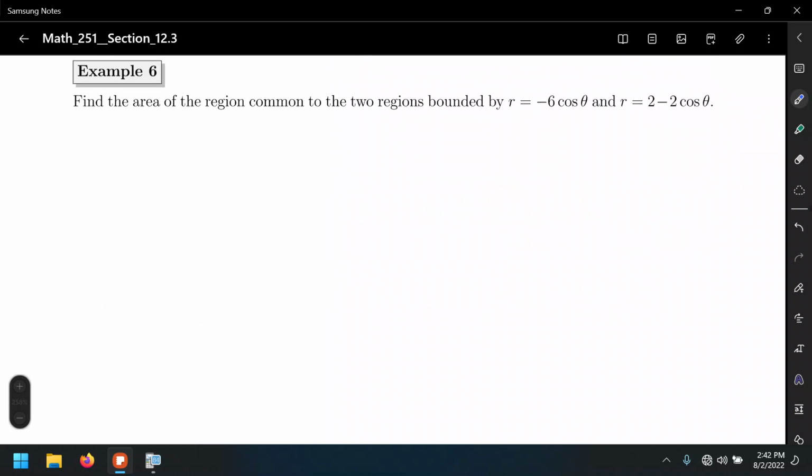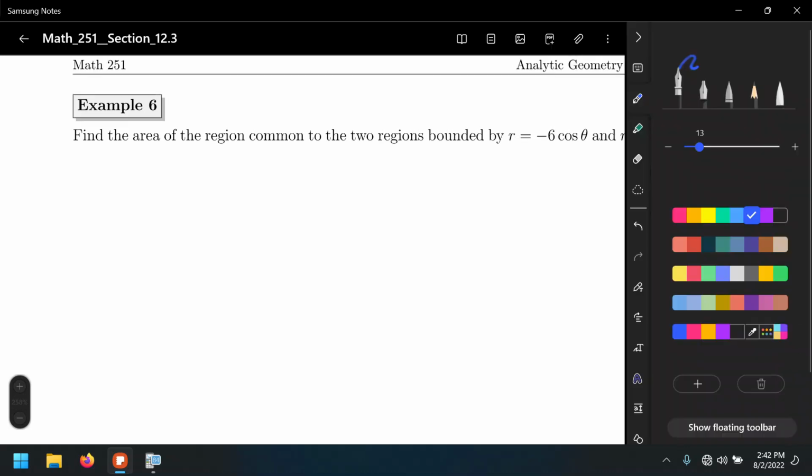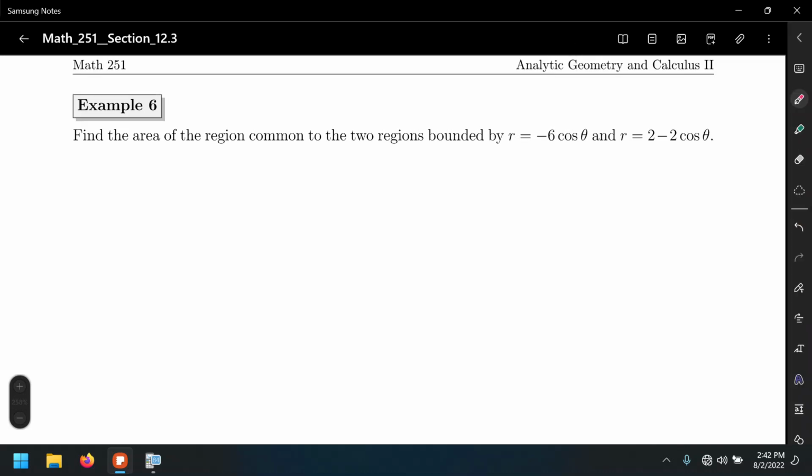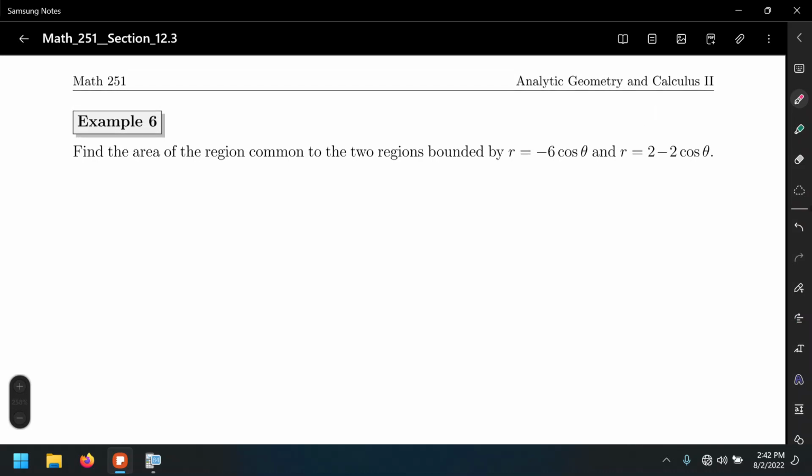Find the area of the region common to the two regions bounded by r equals negative 6 cosine theta and r equals 2 minus 2 cosine theta. And in this case, notice these are the same equations from example number 2. So we're going to use info from example 2.